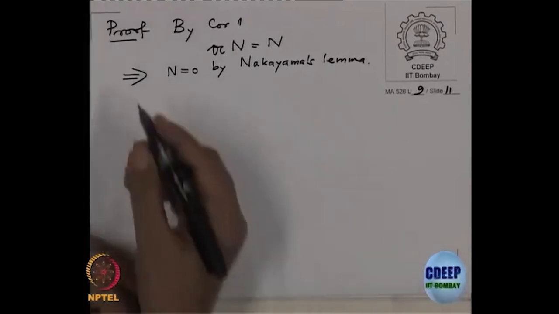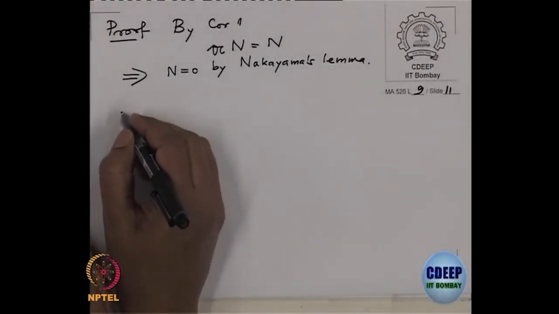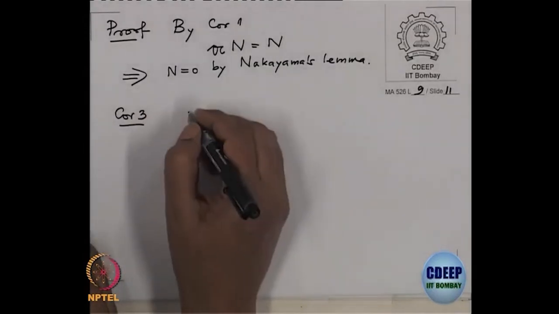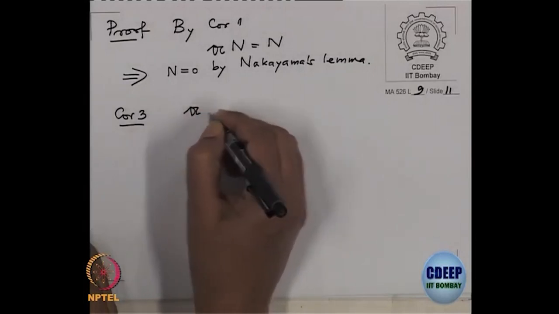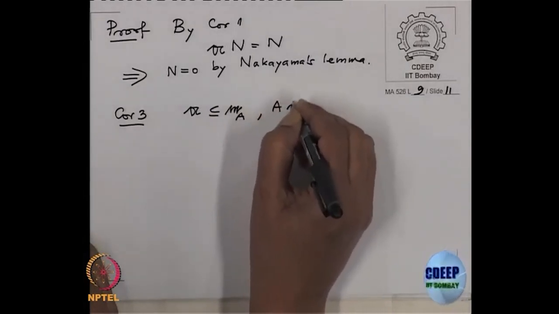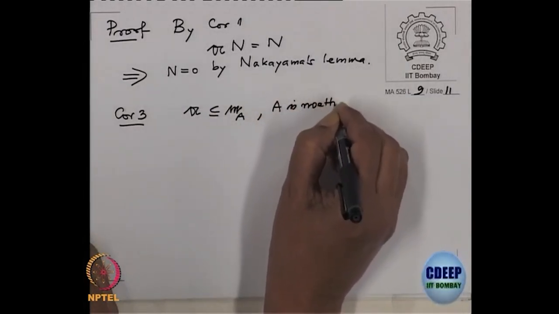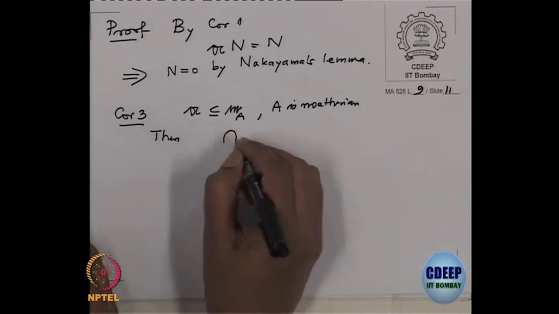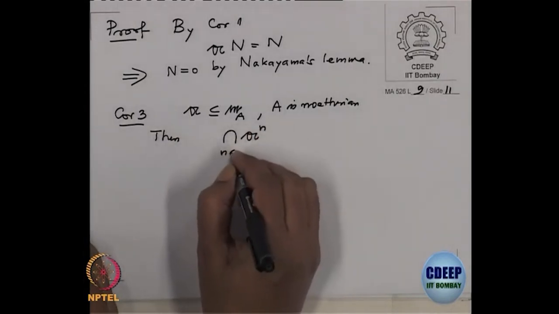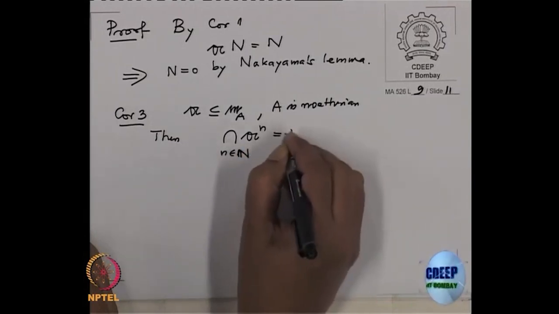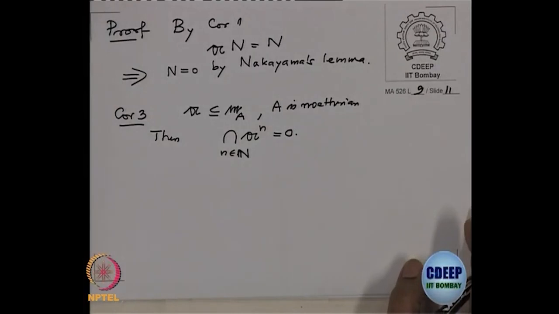Okay. So, next corollary. This is a special case of corollary 2, namely suppose you have an ideal A contained in M A, the Jacobson radical, and of course we are assuming A is Noetherian. Then the intersection of A power n is 0. See, these corollaries are very important when one studies.